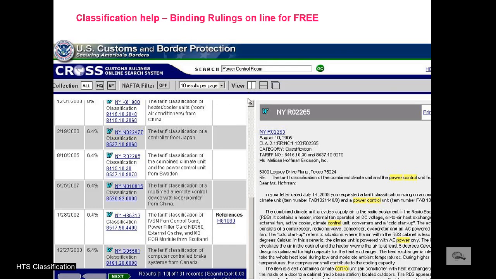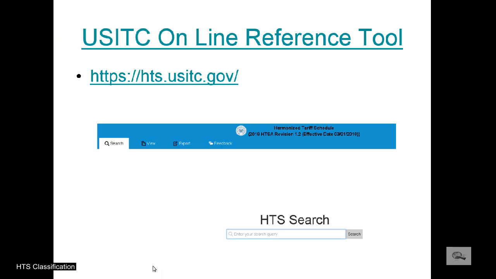In many cases, the service can be used to narrow down the choices and point the inquirer in the right classification direction. The U.S. International Trade Commission also has an online reference tool. Inputting a keyword or phrase will reveal associated classification possibilities. The downside is that this often reveals too many choices to narrow down.